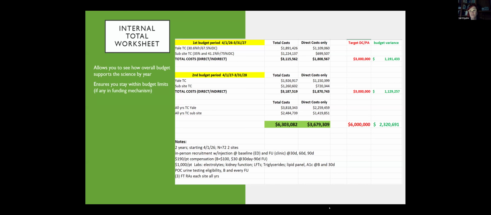Second year, again, this is what I have, this is what I have left over. And finally, all of the subs and everything are all added in there. And she can make sure that you're there. We often write notes to ourselves, as you can see here, so that you can see I have 2 years, I'm starting this, I have 72 sites, I have in-person recruitment, this is how much I need, and then follow-up clinics, how much compensation. These are just notes for yourself, to make sure everything is flowing perfectly.